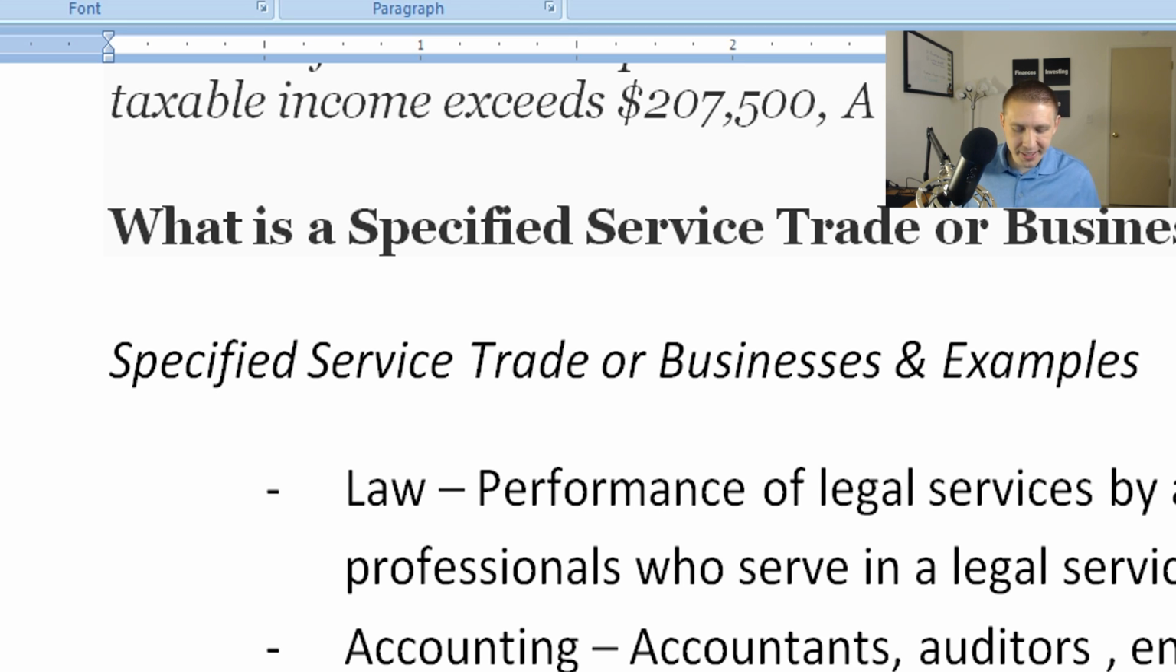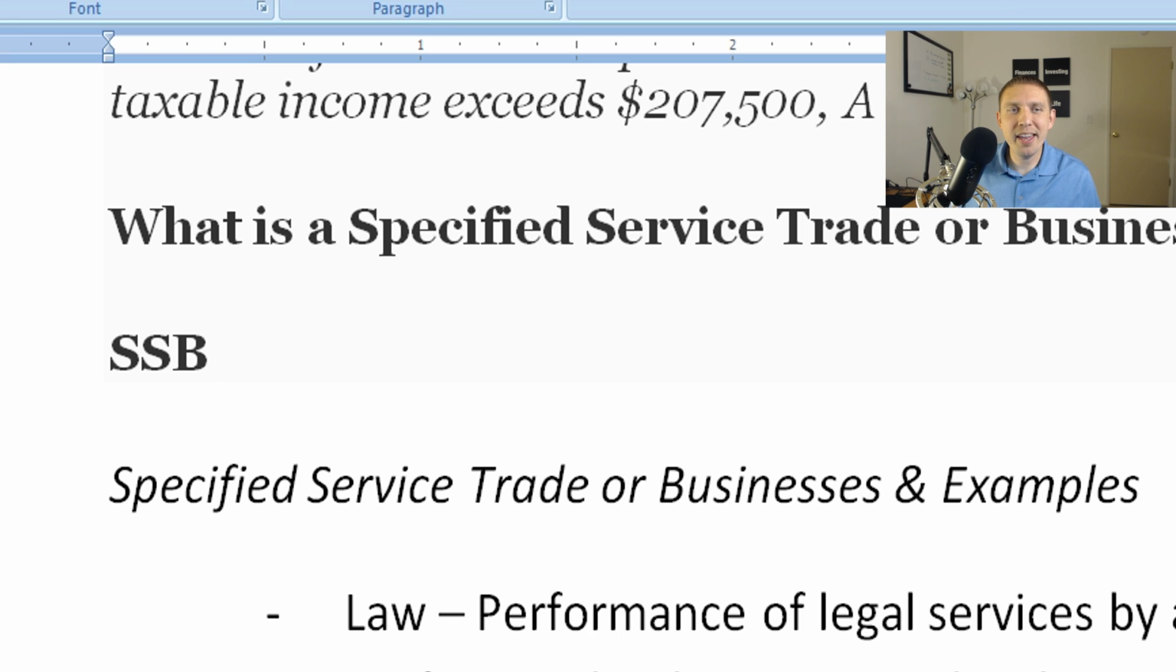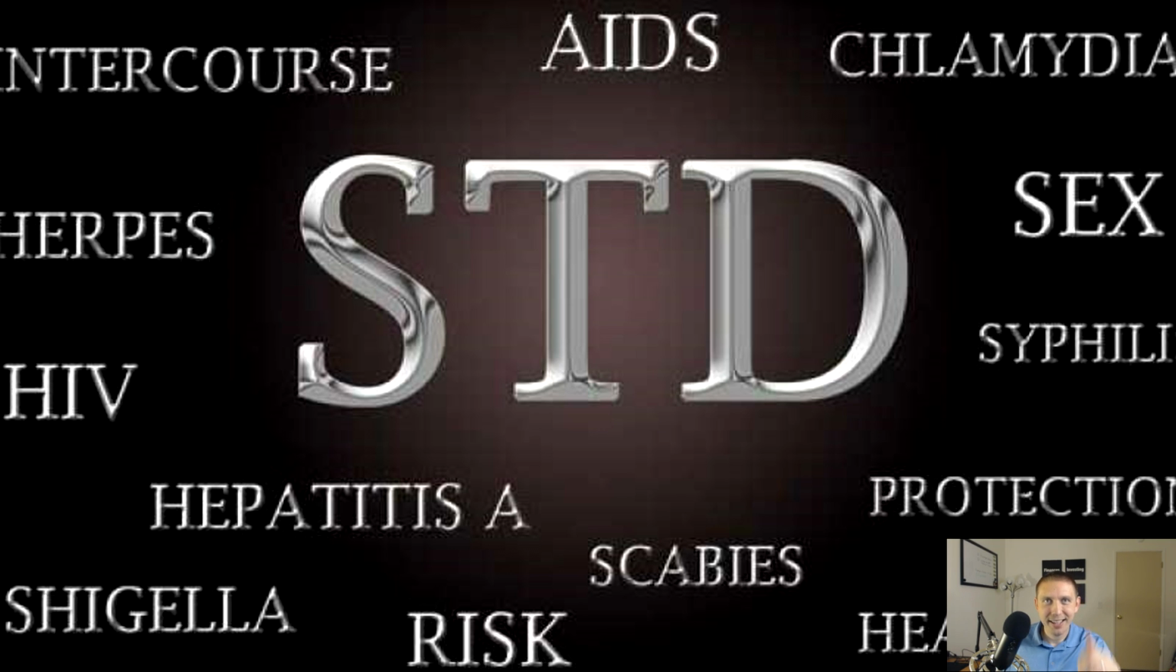And the acronym for these things, guys, there are two acronyms out there, and they are SSB or SSTB. And I know what you're thinking when I said that, you're thinking of STD. And it sounds just like it. Well, specified service businesses, or SSB or SSTB, are bad. So if you work within one of these types of businesses, this deduction is not your friend. It's not as friendly to you.